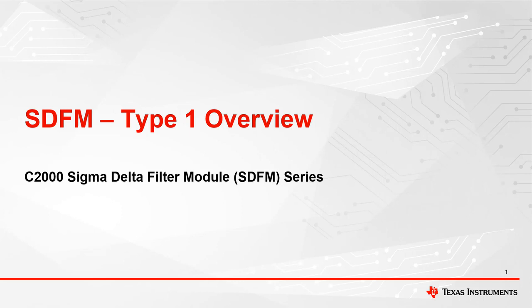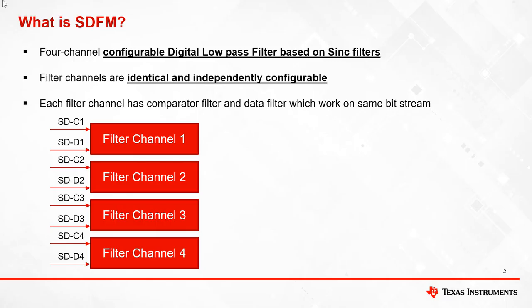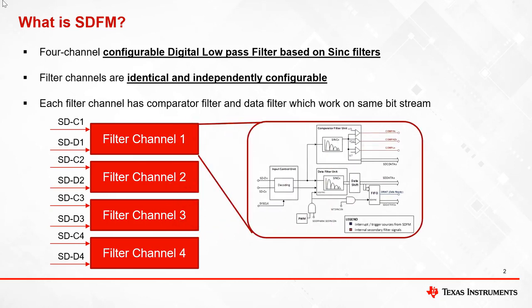In this video, I'll be giving you an overview of Type-1 SDFM module in our C2000 devices. SDFM is a 4-channel configurable digital low-pass filter based on sync filters. All the 4 filter channels are identical and independently configurable. Each filter channel has a comparator filter and a data filter which works on the same bit stream.